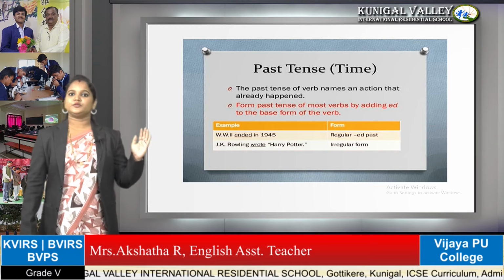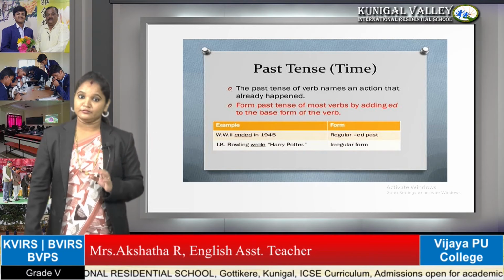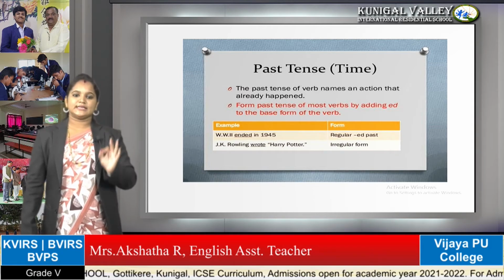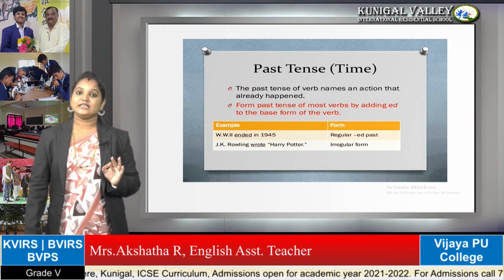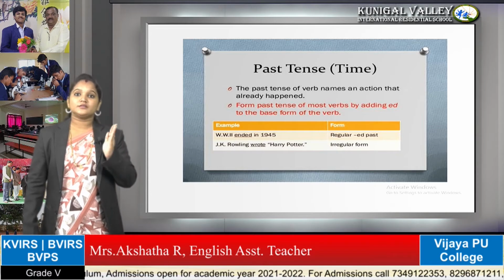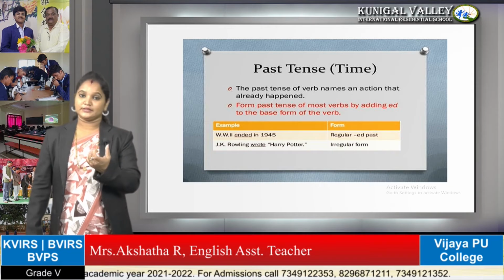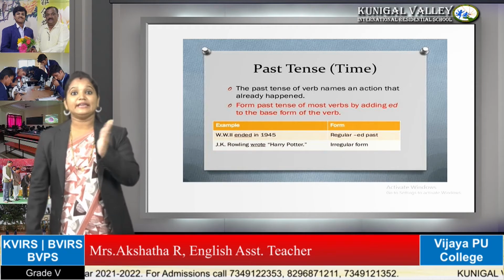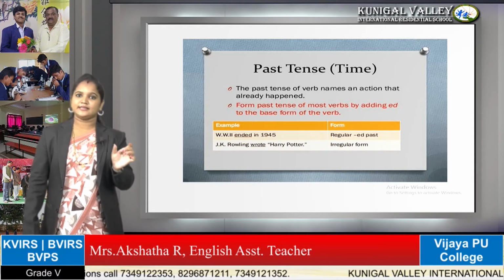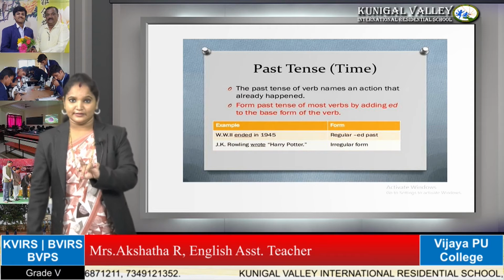Mainly in most of the words, we add ed at the end of the main verb, then we make it into past tense. For example, you can see there, World War II ended in 1945. Here, end is an action word, that is a verb. We have written ended by adding ed for the regular verb. End is a regular verb, and for that we have added ed, so now it is ended.